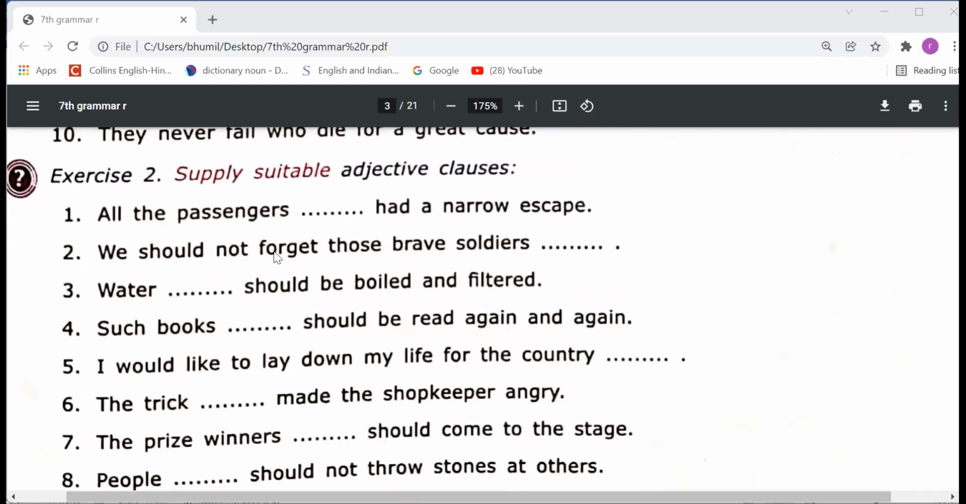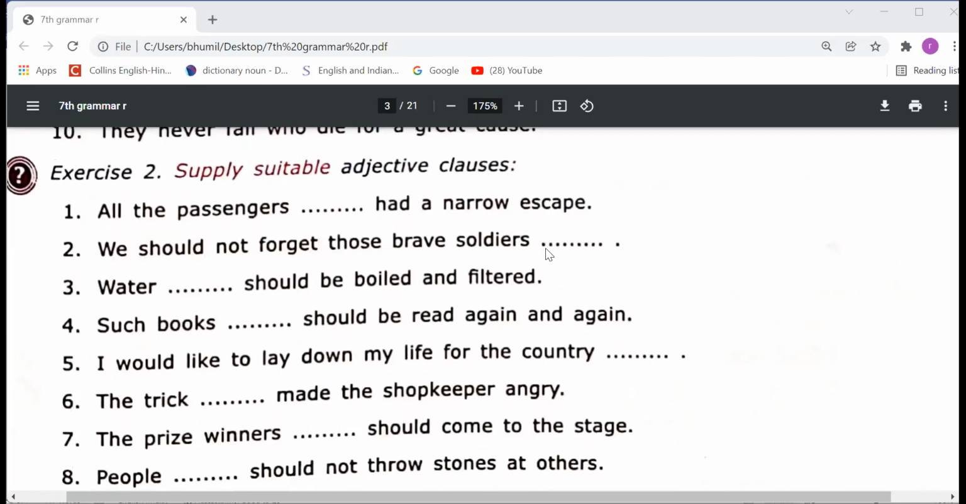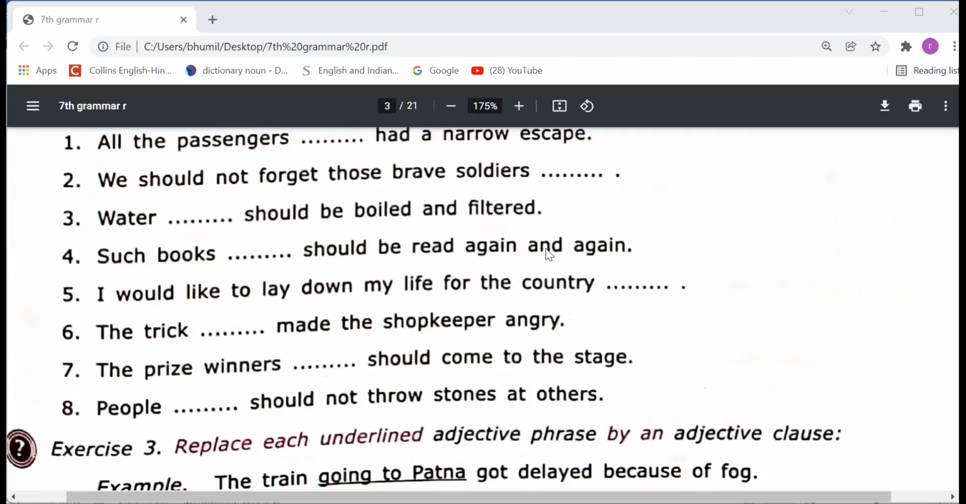Next, we should not forget those brave soldiers. We should not forget those brave soldiers, we can mention here, who sacrificed their lives on the borders, right? So in this way, you need to fill here an adjective clause, okay? So exercise number 2, you will do by yourself.